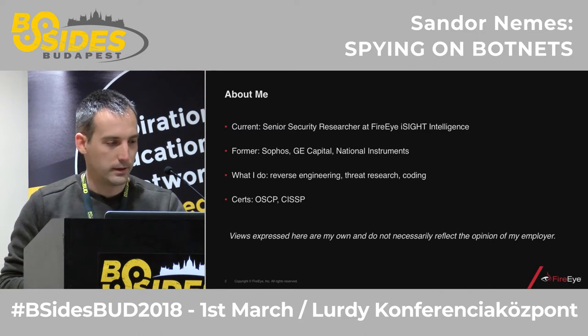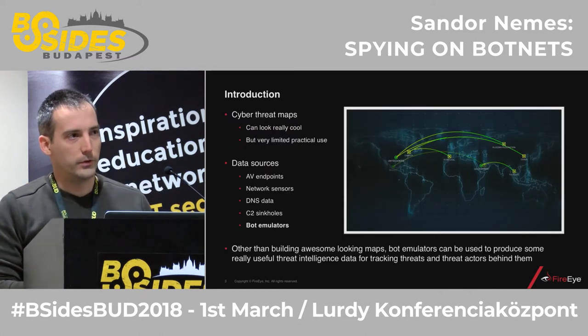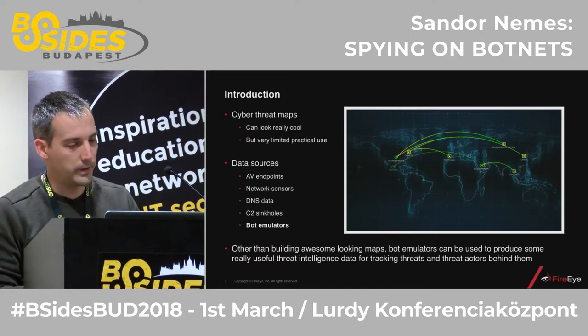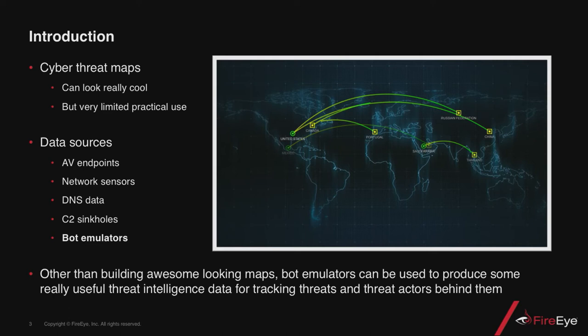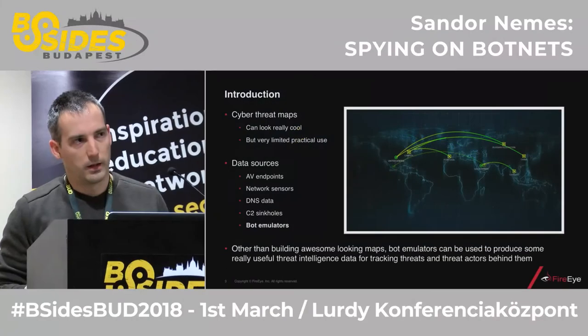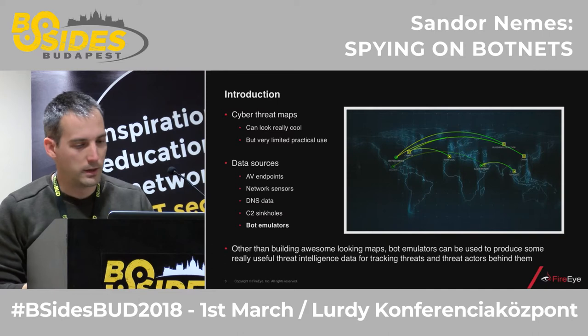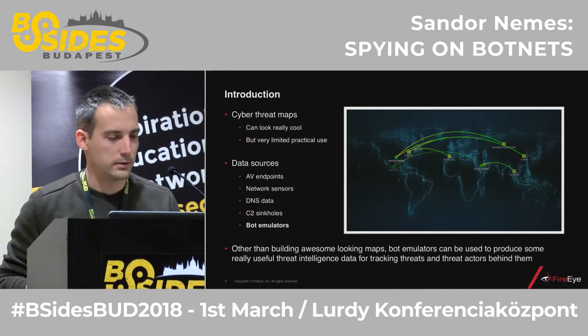So let's get started. Probably all of you have seen these awesome looking cyber threat maps on the internet. A few years ago, it was a big hype among IT security companies to roll out their own version of these cyber threat maps. These usually have various graphics details, like some of them are displaying the target country, the source country as well. Some of them are more antivirus detection focused. Some of them are network data focused, like they show the port number, the IP address, and so on.